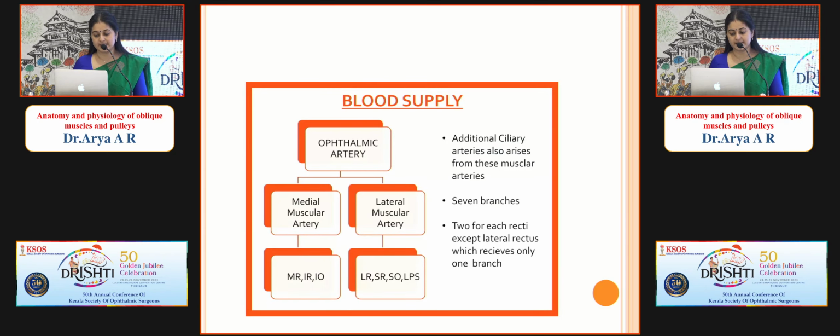Coming to the blood supply, there are two branches for each rectus except the lateral rectus, which receives only one branch. That's about the recti, and as shown in the chart, the inferior oblique is supplied by the medial muscular artery and superior oblique by the lateral muscular artery.